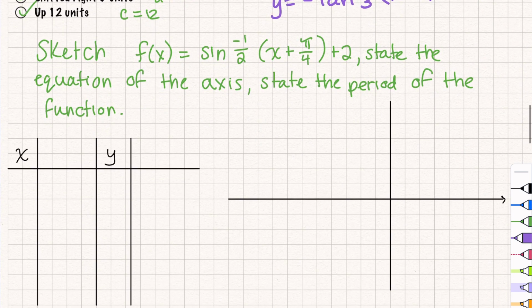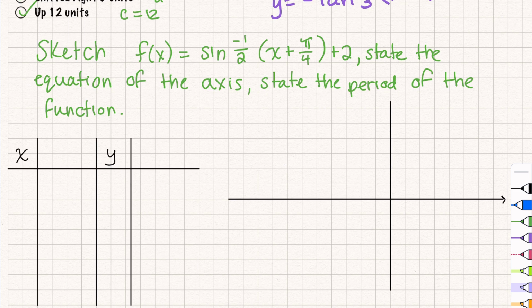Now on to the best part of transformation, sketching. So we are going to sketch f of x equals sine of negative 1/2 times (x plus pi over 4) plus 2. We're going to state the equation of the axis. We're going to state the period of the function as well. And this is where knowing the key points is very important. So we're starting with sine. So we're going to write down our key points. You're going to use 5 of the key points.